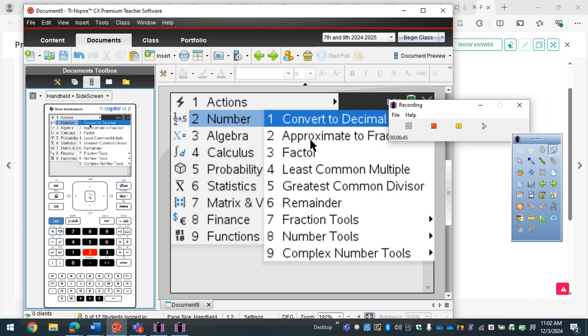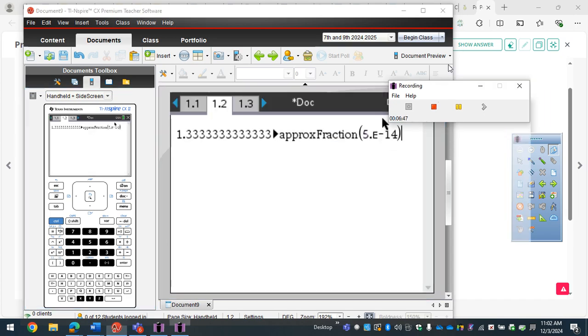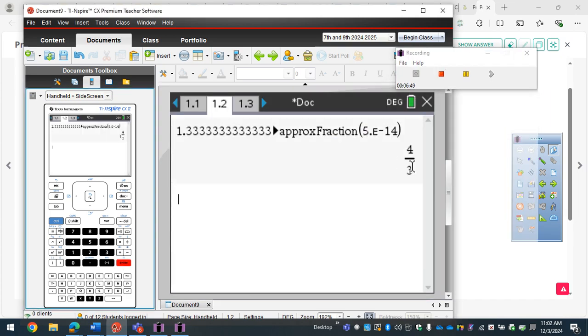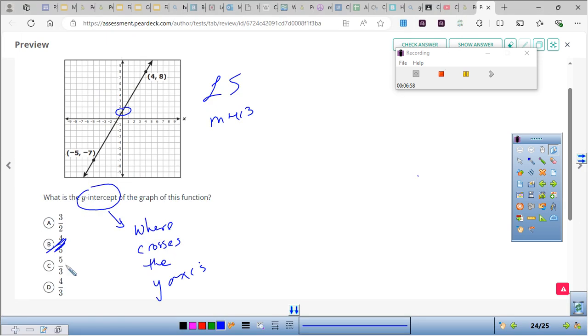And that 2 is going to go to approximate to a fraction because the answers were fractions. And it's 4 1/3. So that one right there is 4/3. Sorry, 4/3. And there she is. Good question, actually. My bad.